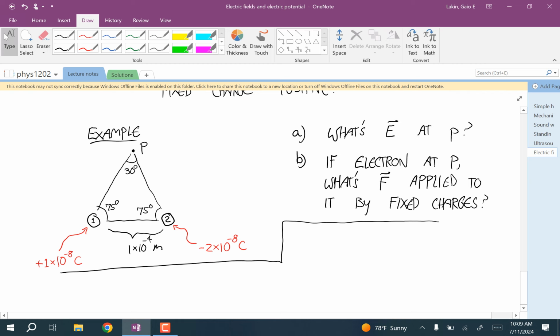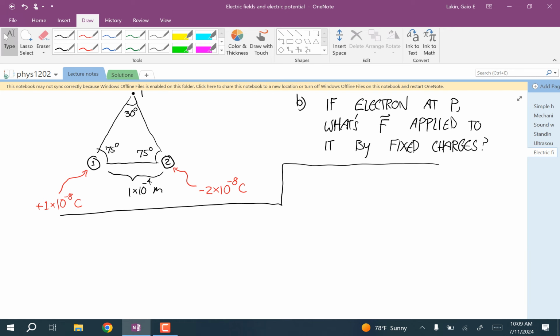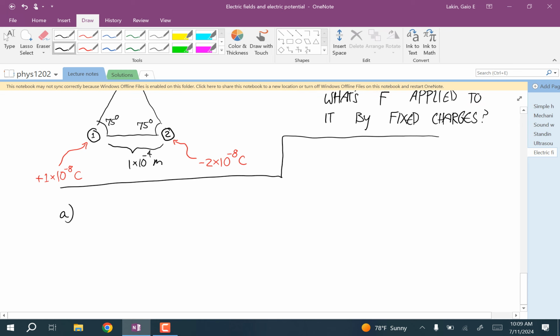Okay, so our strategy here is we're going to first forget about fixed charge number 2, and we're going to calculate the electric field vector due to the fixed charge 1. Then we're going to forget about 1, calculate the electric field vector due to the fixed charge 2, and then we're just going to add them together, and that'll give us our total electric field vector. So we got to do some geometry here. So let me redraw this triangle.